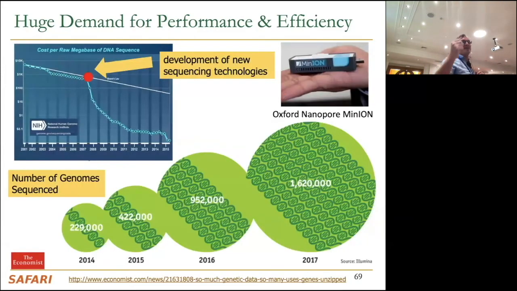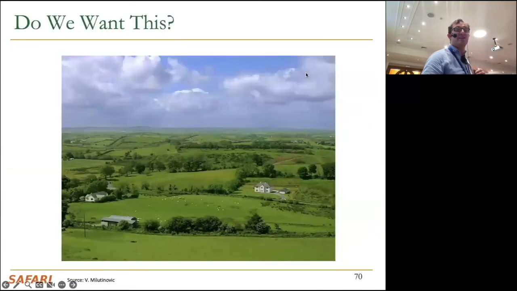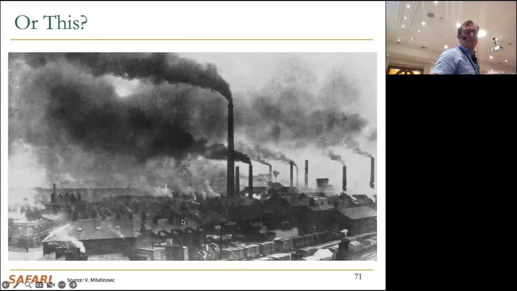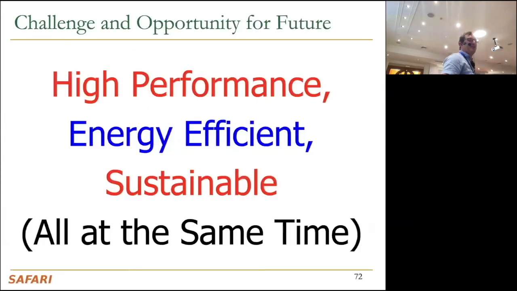Okay, so as we discussed yesterday, we can generate a lot of genomic data also, so data is increasing. And I think we need to think about the future. Do we want a world that's sustainable or not? So as I said yesterday, humans are greedy. We want everything. We want high performance, energy efficiency, and sustainability, all at the same time. Meaning we don't want to compromise. We don't want performance at the cost of sustainability. We don't want energy at the cost of performance.